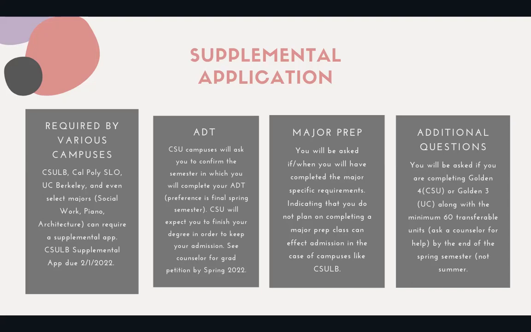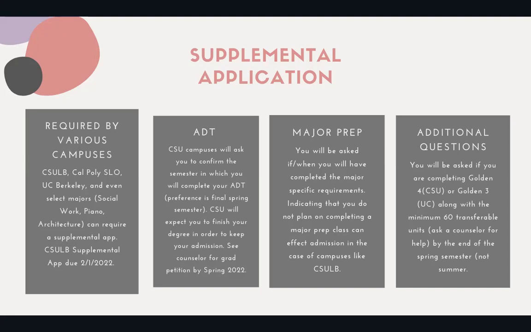You need a grade of C or higher in order for it to be valid to meet the admission requirement. And then sometimes there are additional questions on top of that, like, are you completing your Golden 4? Your Golden 4 being English 101, English 102, transfer level math, and a communication class. Will you have your 60 transferable units done? And those things you have to have done by the end of the spring semester.